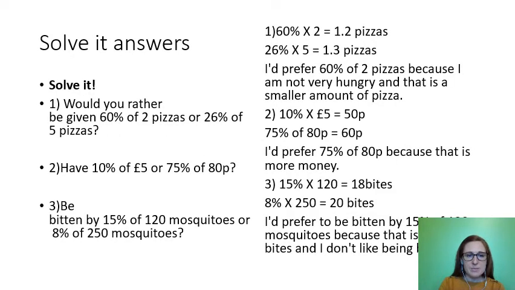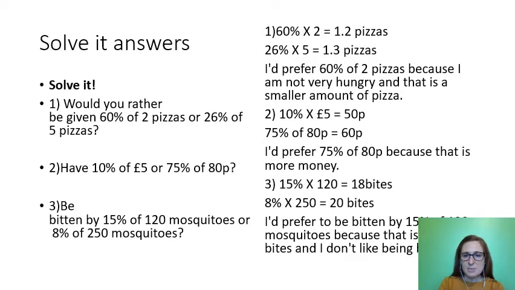And I will solve it. For our pizzas, we worked out that 60% of 2 is 1.2 and 26% of 5 is 1.3 pizzas. I'd prefer 60% of 2 pizzas because I'm not very hungry and that's a smaller amount of pizza. You might have chosen to go for 26% of 5 pizzas and that's fine, but you'd have to say it's because you're hungry and you love pizza.